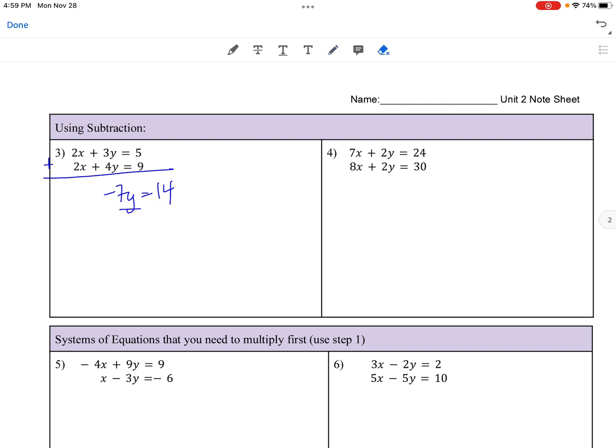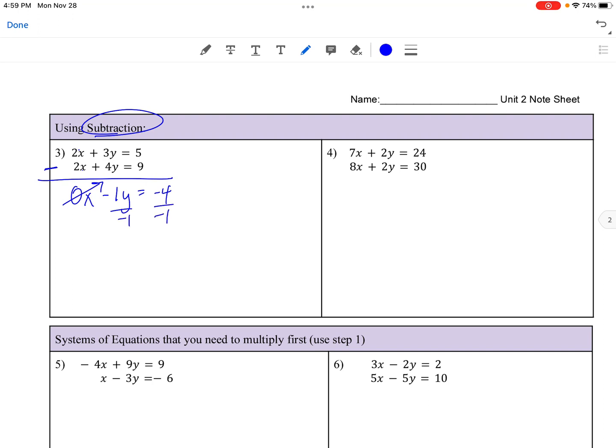So when you have two equations that have the same coefficient, but not opposite signs, instead of adding the two together, we can subtract. We're going to use subtraction. So that means I'm subtracting: 2x minus 2x is 0x. And we have to do subtraction all the way across. 3y minus 4y is negative 1y. 5 minus 9 is negative 4. So the x disappears, and we get negative 1y equals negative 4.